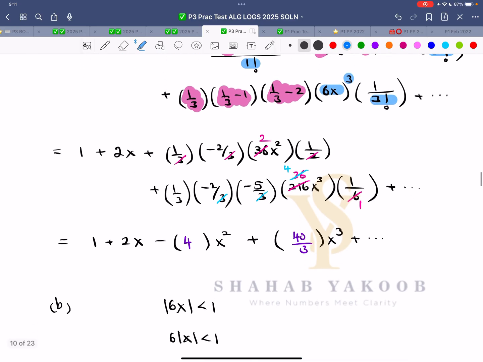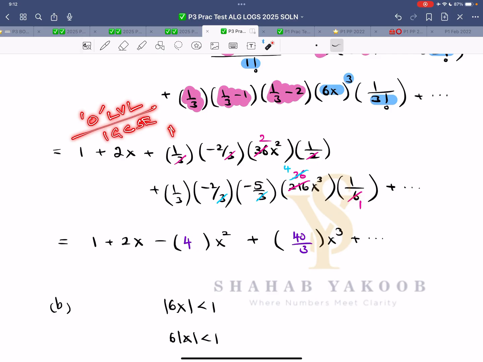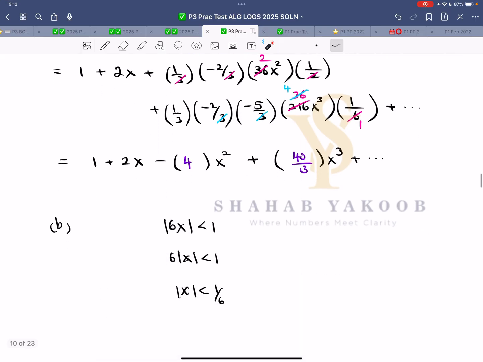The rest is basic arithmetic, provided you should be. It's not whether you are or not. You should be well versed in your O-level or IGCSE maths, whichever you have studied. And then this is what you are getting.